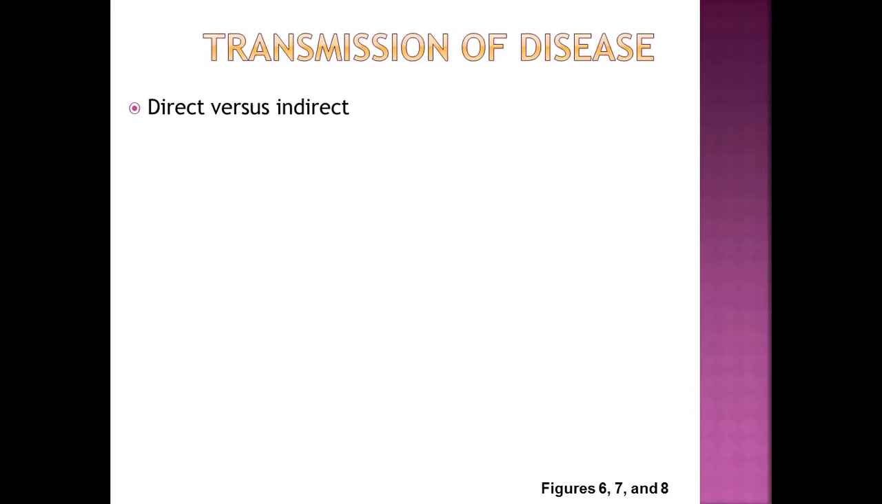Direct versus indirect contact transmission. Direct requires close association between the infected and susceptible host. Indirect is spread by fomites. So some examples of fomites would be what?